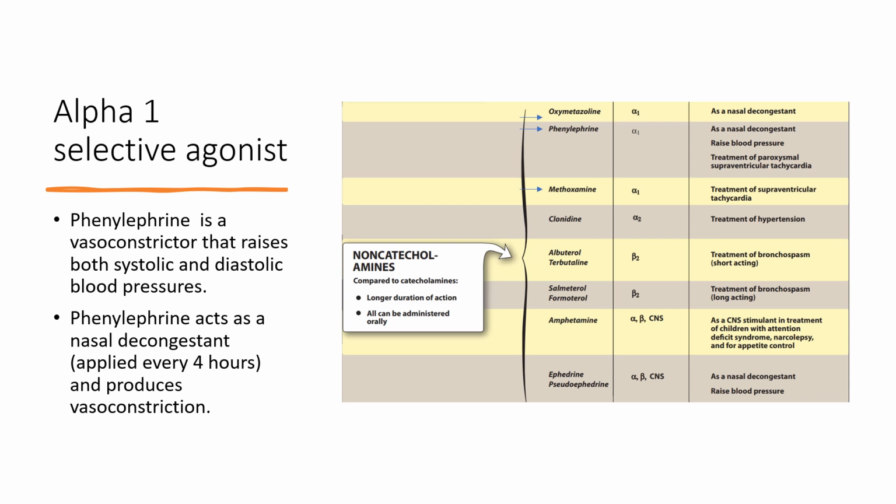Phenylephrine is a vasoconstrictor that raises both systolic and diastolic blood pressures. Phenylephrine acts as a nasal decongestant applied every 4 hours, and produces vasoconstriction.